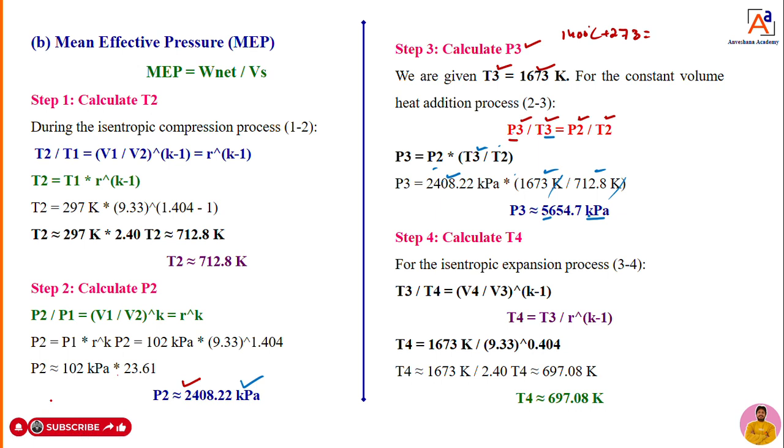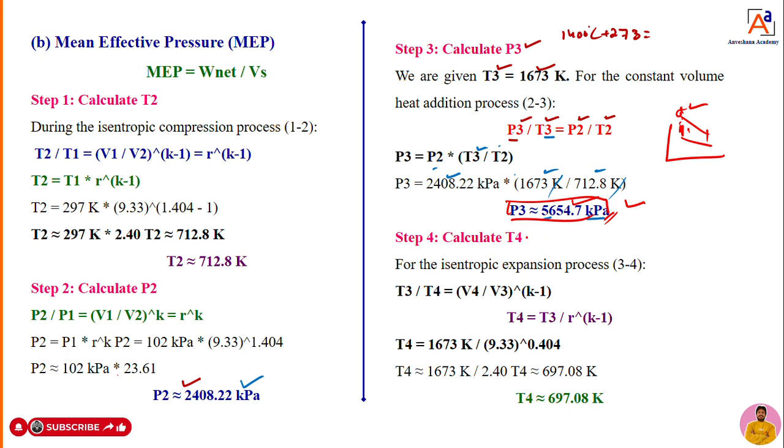You can see the value also, dear students. That is important. At point 3, according to your graph, you are going to get here, right? So now this is the maximum temperature and maximum pressure. You can see this P3 is more than P2. P2 is 2408, so P3 is almost double. It is greater. That means we are getting the maximum pressure. So the problem is correct.